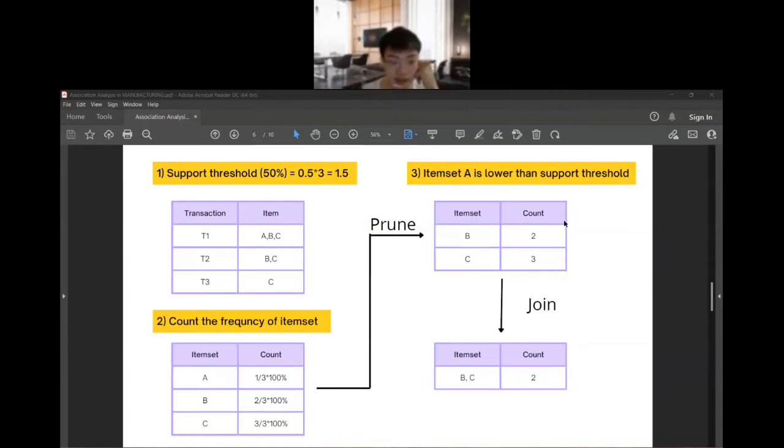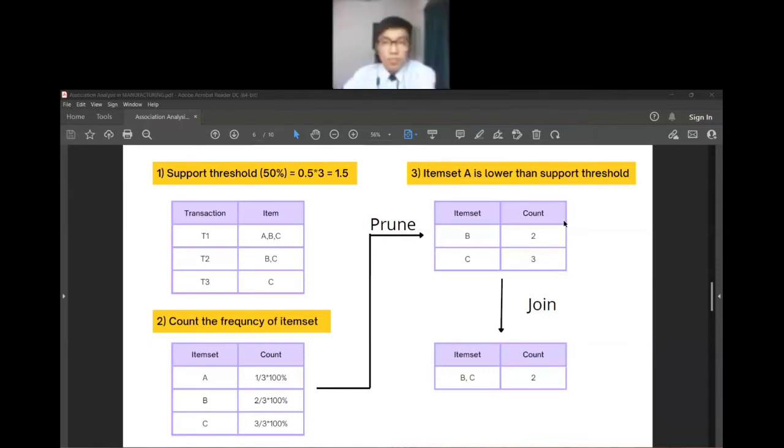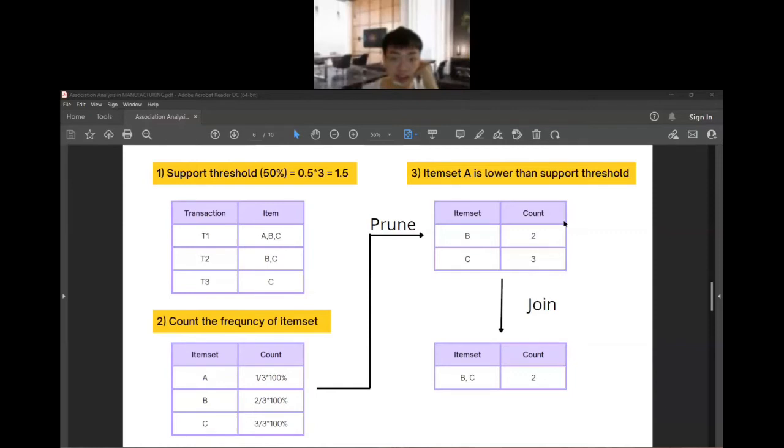Then we have to count the frequency of the item set for each item. For A, it appears in only 1 transaction, for B it appears in 2 transactions, and for C it appears in 3 transactions. For the prune step, it will remove the item sets which are lower than the support threshold, which is item set A. Then for the join step, it will join the possible item sets, which are B and C together, according to their appearance in different transactions.